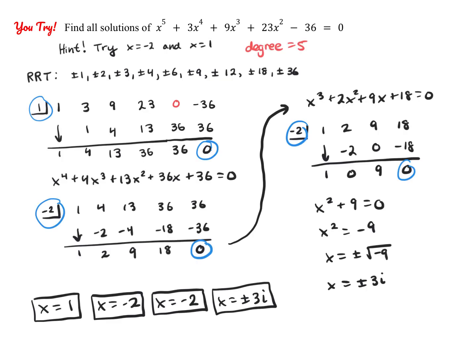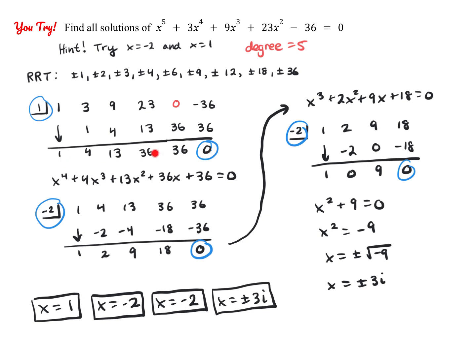All right, go ahead and check your work here. This is definitely a time-consuming problem. It takes multiple rounds of synthetic division. So here I tried +1 first. You could also have tried -2 first, that's fine.